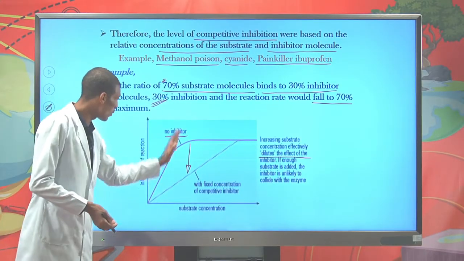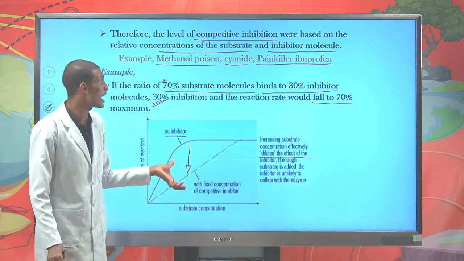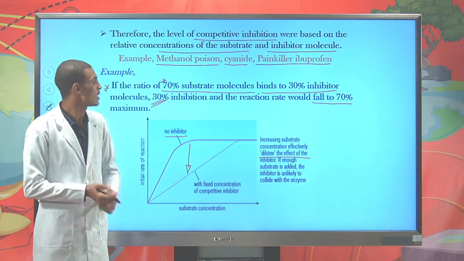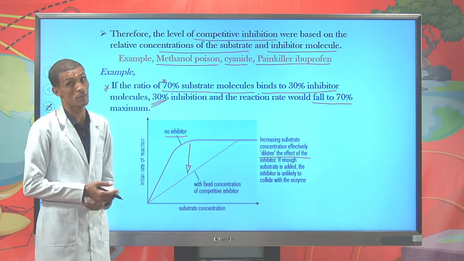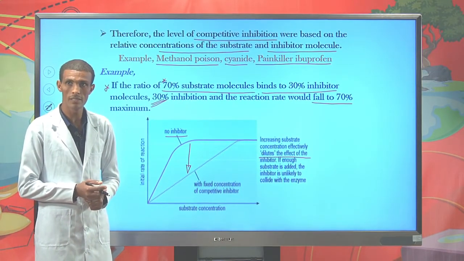So, the competitive inhibitor doesn't affect the rate of reaction permanently, just like the earlier irreversible inhibitor. If we add a certain concentration of substrate, we are going to dilute its effect. By that, it is said to be reversible. Well done, student.